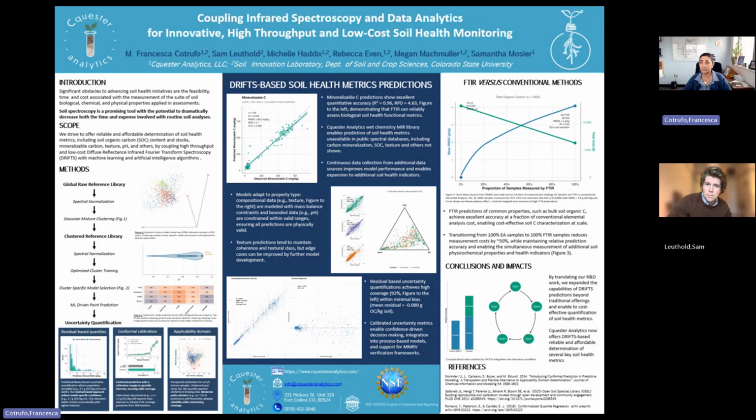And so through a collaboration with CSU, we have been working on using FTIR, and I pass now the ball to Dr. Lawful to give you the specifics of the work.